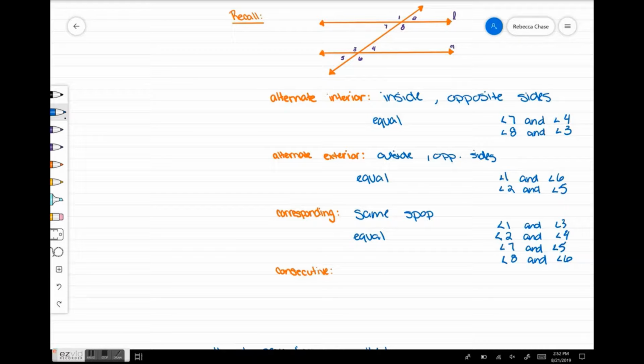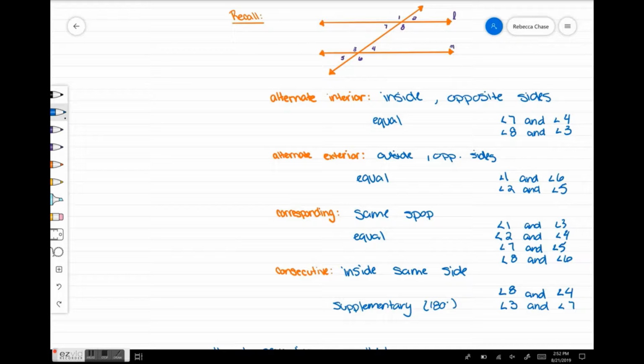Now this last one is the only one that ends up not being equal. So consecutive, those are on the inside, but on the same side. Okay, so we're looking at angles 8 and 4. And angle 5, oh, I lied. What am I looking at? Angle 3 and 7. And those are going to be supplementary. Okay, recall that that means that they add up to 180 degrees.